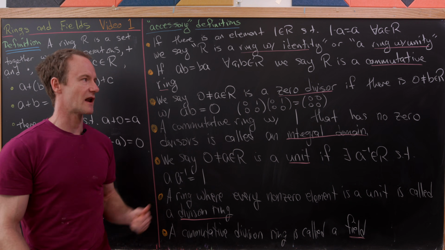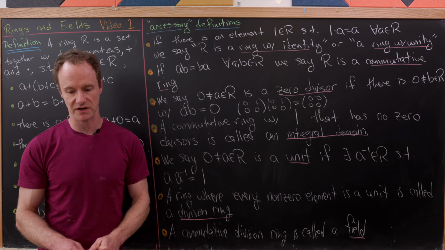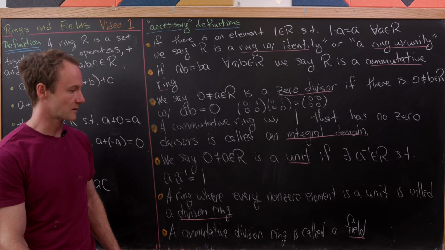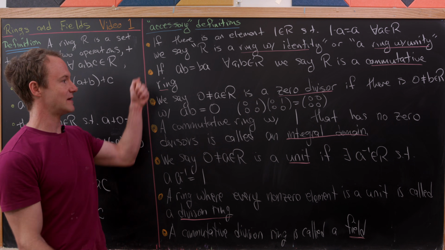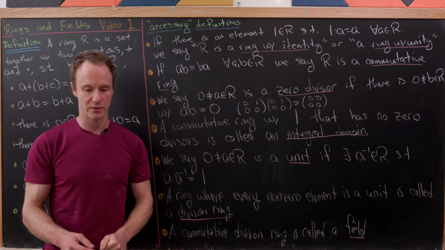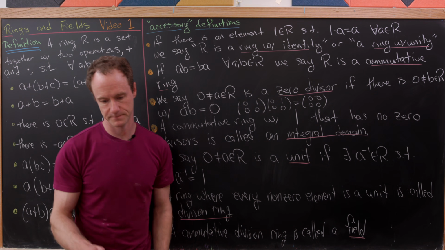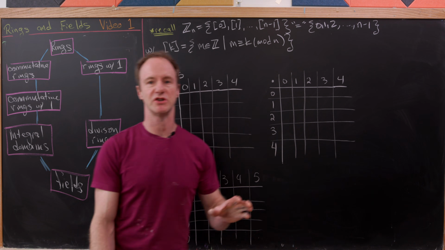Okay, so now that we've got our main definition over here, and then a bunch of accessory definitions, I'd like to make a picture that has all of the types of rings defined right here, and then look at some examples of types of rings in all parts of that picture. So here's a picture of those types of rings that we just talked about.